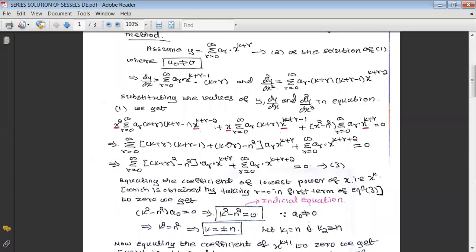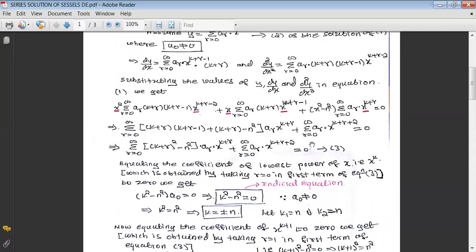Now let us bring this to a simpler form by combining the similar terms. Looking at these two, the base is the same, so we add the powers, and this becomes x raised to k plus r. Here also the base is the same; once you add the powers, it becomes x raised to k plus r. And we get one more after multiplying by n squared, which gives x raised to k plus r here.